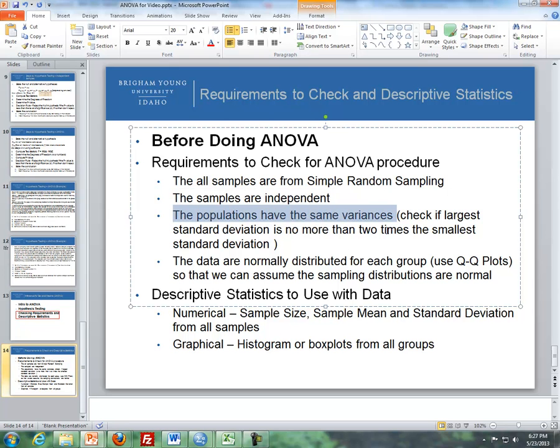And how we check that is we can check to see if the largest standard deviation is no more than 2 times the smallest standard deviation. Okay? I'll go through an example of that in just a sec. The last requirement is that the data are normally distributed, so we use QQ plots, so that we can assume the sampling distributions, or the distribution of sample means, are normal.